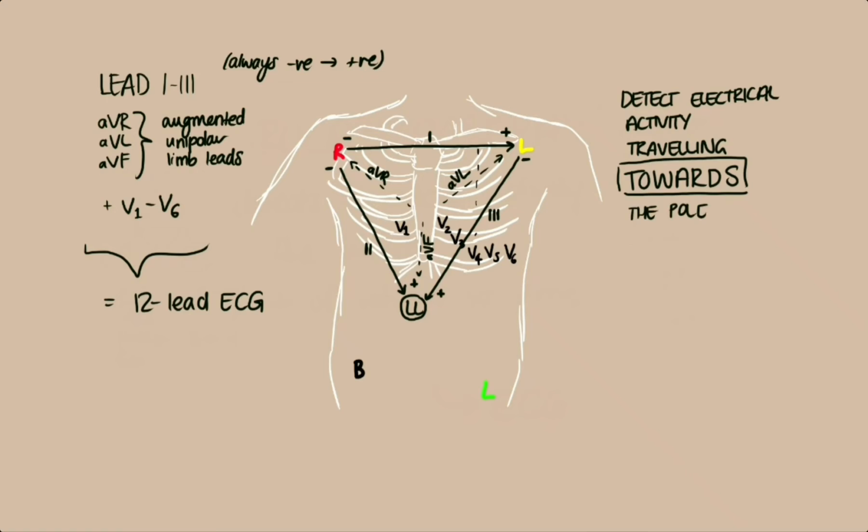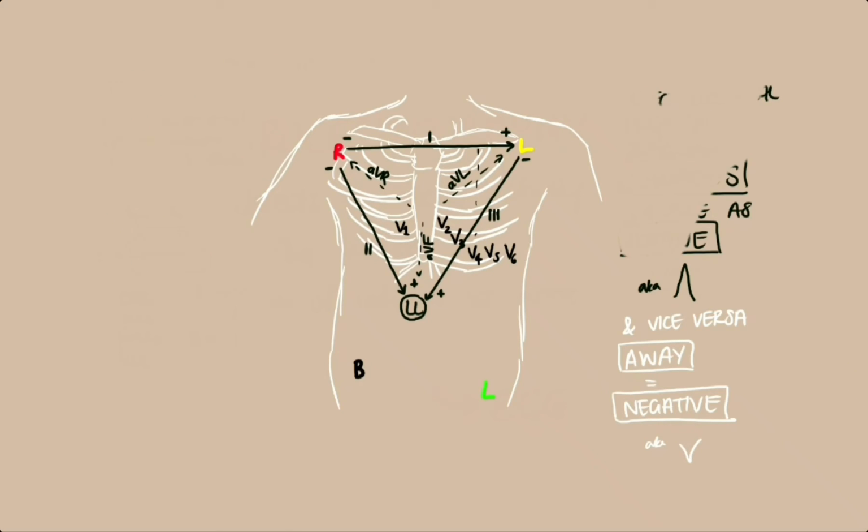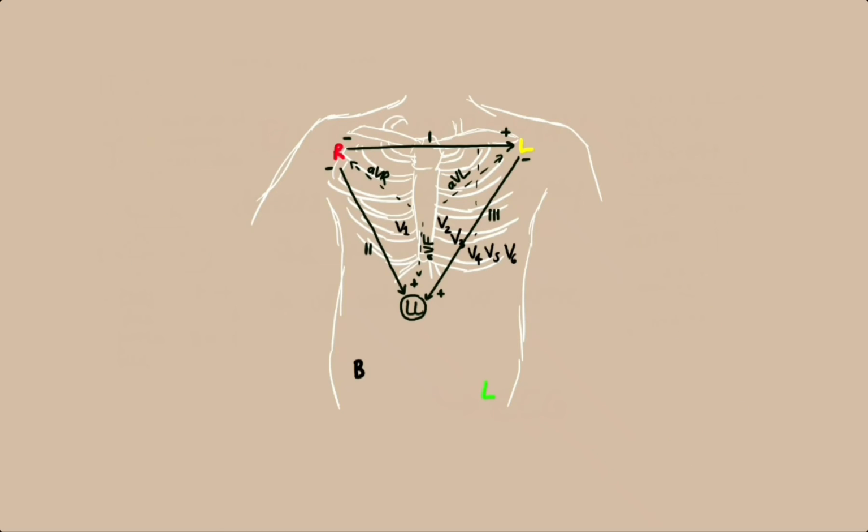So electrical activity travelling towards the lead is detected as a positive deflection, so it goes up. If there's an electrical impulse that's travelling in the opposite direction to the lead, then it's transmitted as a negative deflection, and so it goes down in the ECG.